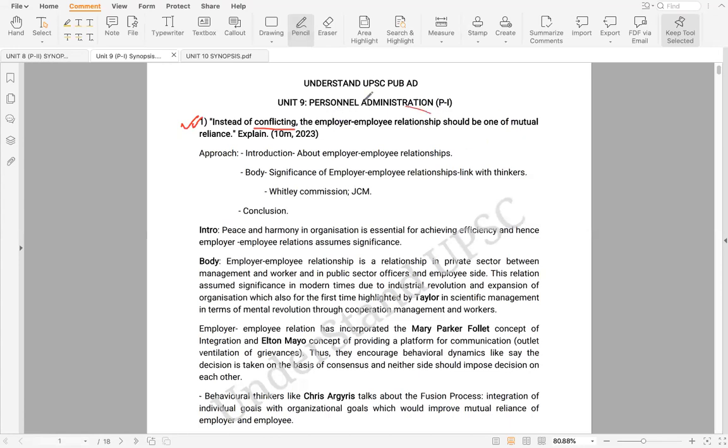This is basically a question on the employer-employee relationship, which is a direct part of your written syllabus, right? Introduction about employer-employee relationships. In the body, you have to talk about the significance of employer-employee relationships. You have to link them with the various thinkers. Talk about Whitley commissions and joint consultative mechanism, which is directly mentioned in your standard content whenever you read about the employer-employee relationship, right?